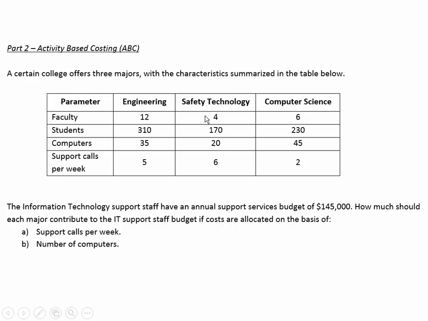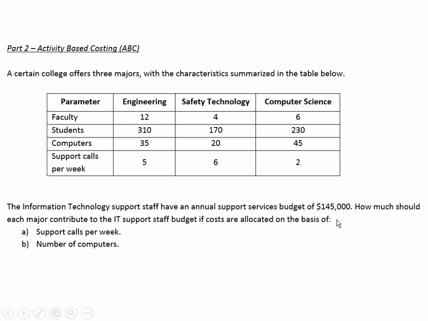But then maybe another way of looking at it is the number of students that each program has, or the number of support calls. Why do you think the computer science college has so few support calls? Only 2 support calls per week compared to 6 with the safety department. Yeah, they're probably already very acquainted with computers, so they don't need as much help as the safety technology people. Maybe they're generating more requests, and so they possibly are required to pay more of the budget.